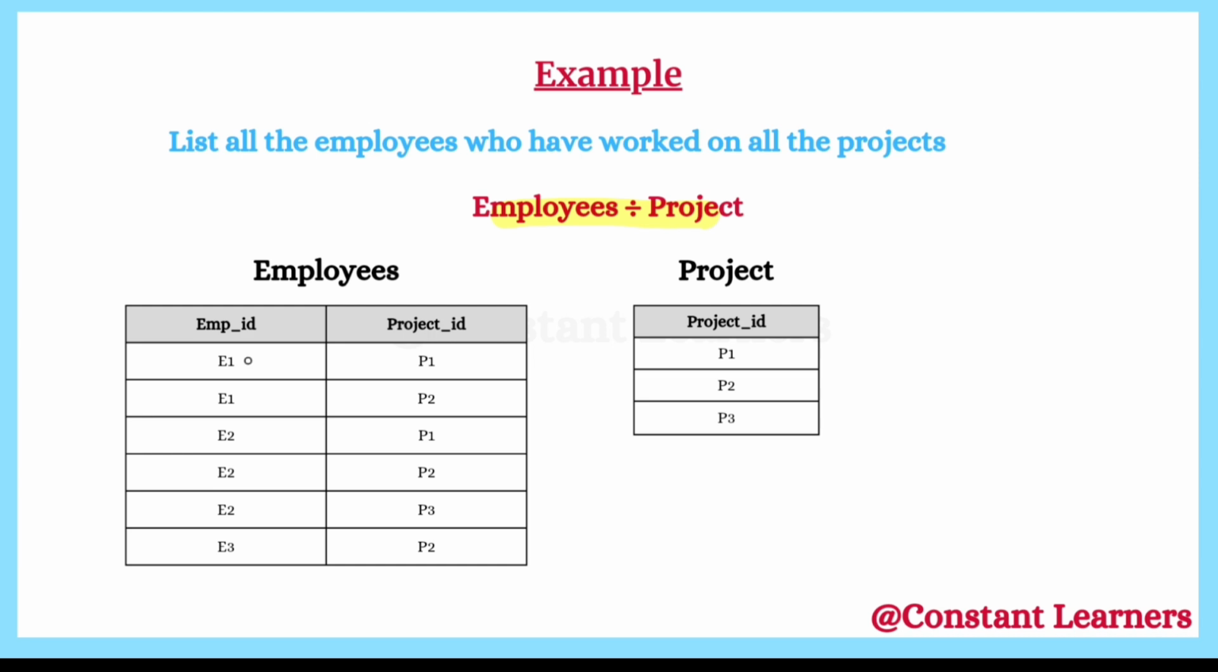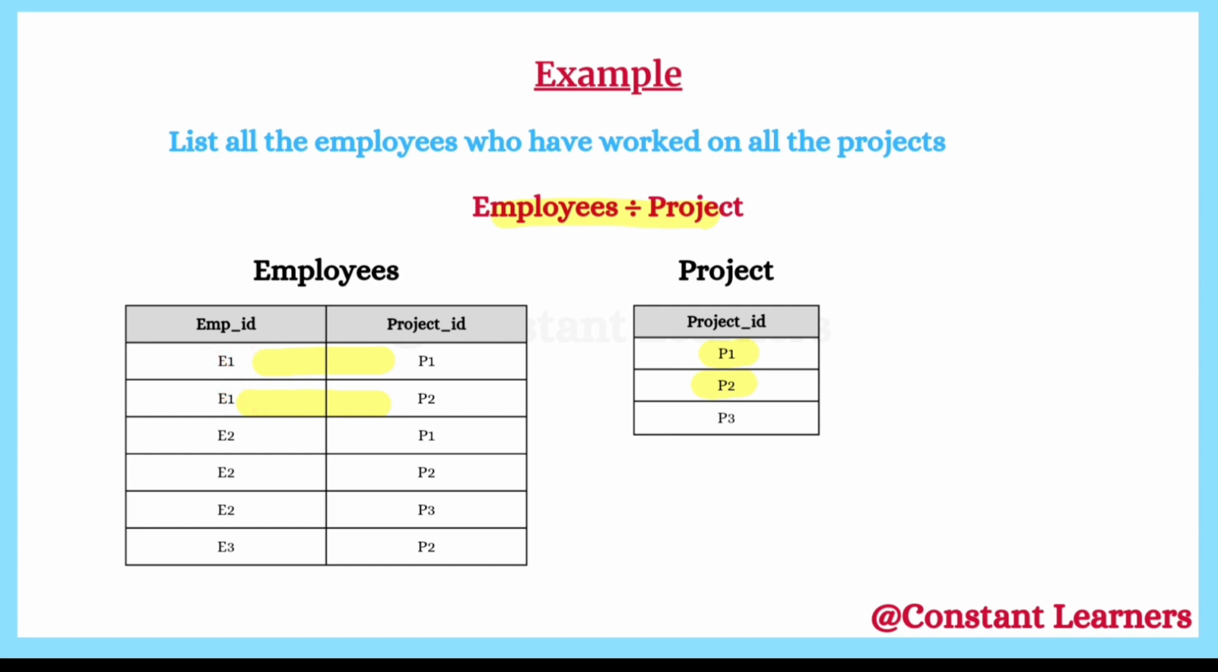Here we have employee E1 who has worked on P1. Is P1 present in the project table? Yes. Employee E1 has also worked on project P2. Now employee E1 is not present anywhere else. After this we have employees E2 and E3. So employee E1 has worked only on projects P1 and P2. Now we need to find all the employees who have worked on all the projects, but E1 has not worked on all the projects, so E1 will be eliminated from the output.